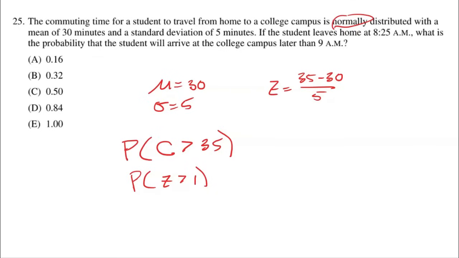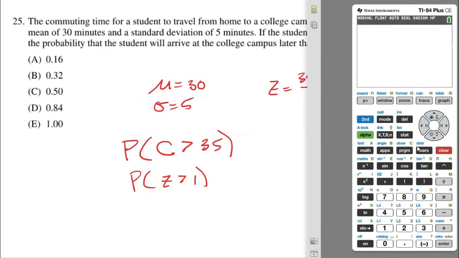To get that probability, I'm going to grab my calculator. You could use the normal model tables, but I like teaching the calculator. So I'm going to go second vars. I'm going to grab normal CDF. My lower value is going to be that z-score of 1, and we want to go greater than it. So I'm going to go to 99, 99 simply acting as my infinity.